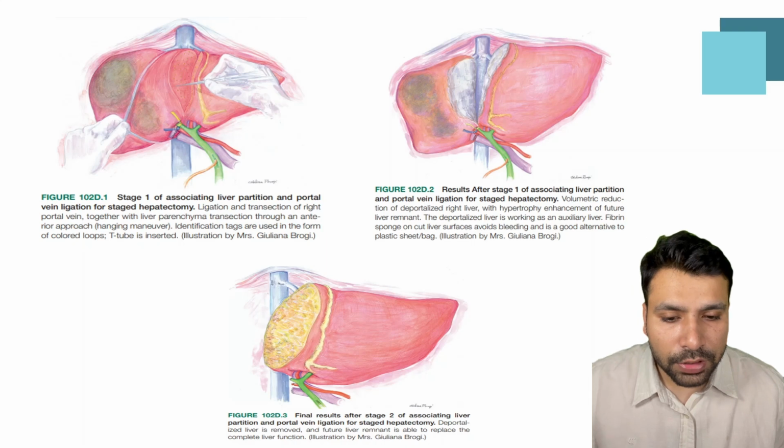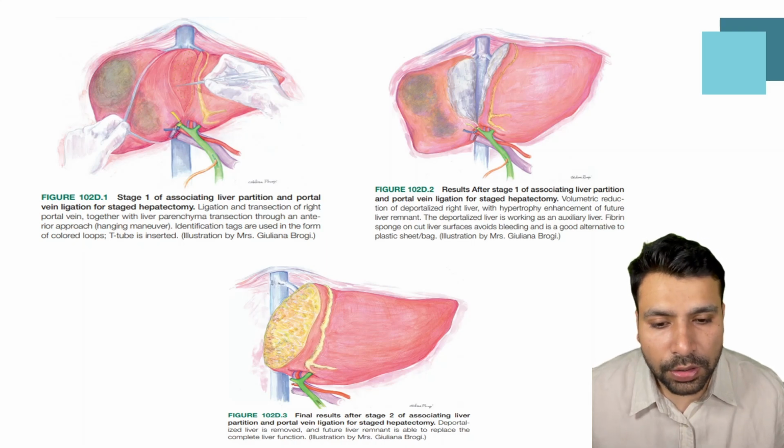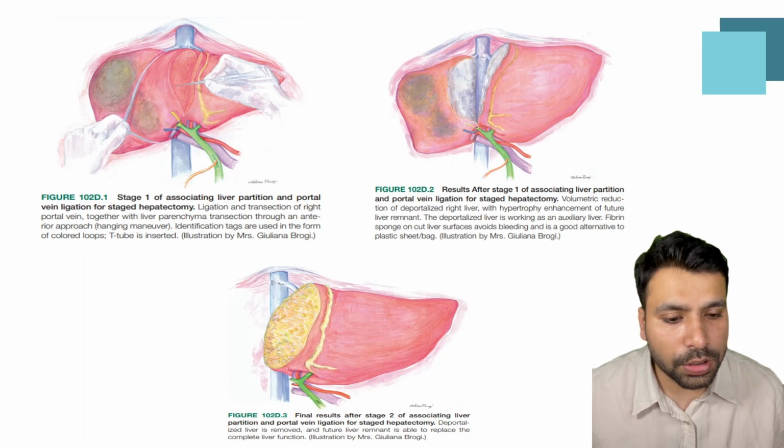Okay, results after stage 1. See, the tumor was this much big. It has shrunk now. The left lateral section was only this much. It has grown this much.